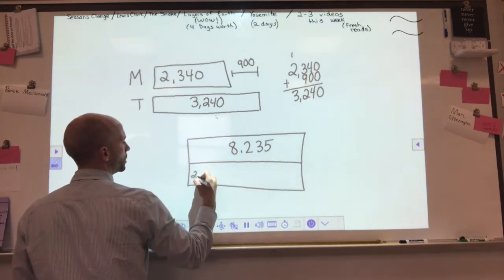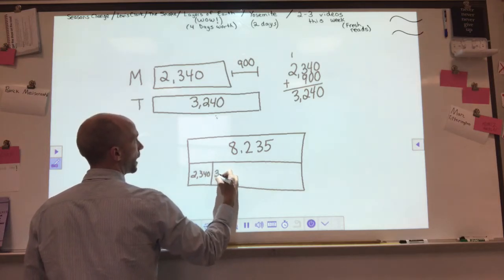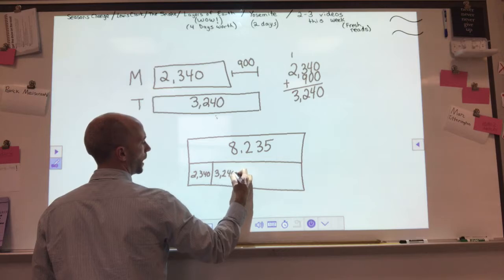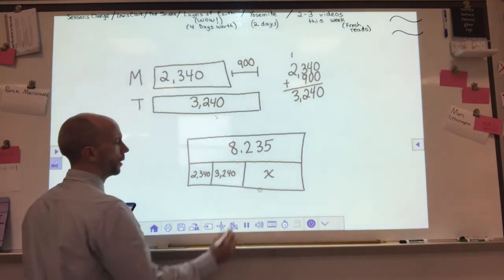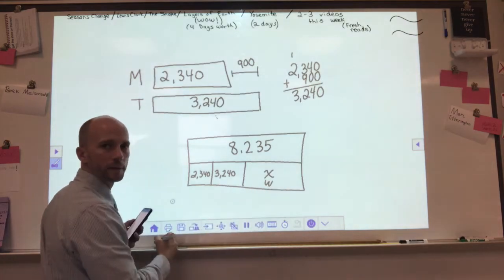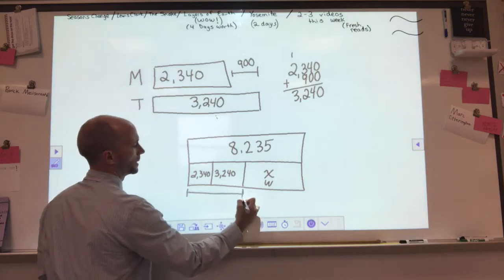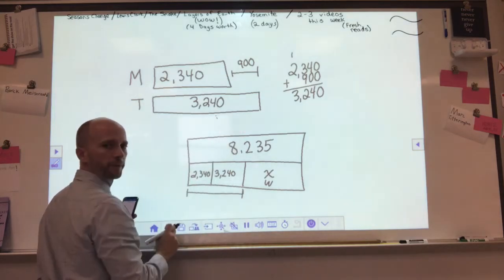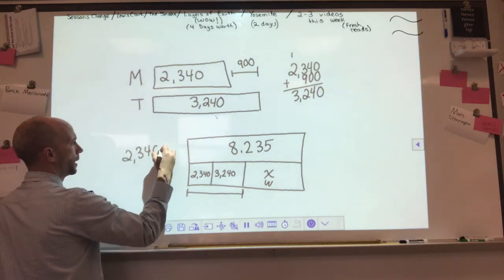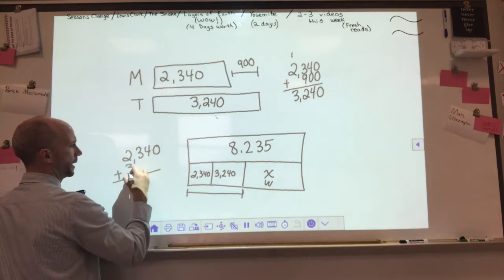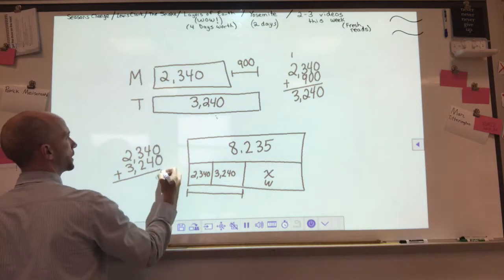We had Monday was 2,340. Tuesday, which we figured out, was 3,240. And then that's going to give me my unknown of Wednesday. So we put a little W here for Wednesday as well. So we're going to have these two numbers added together, and then take it away from the total. So we have 2,340 plus 3,240. Let's add those together.